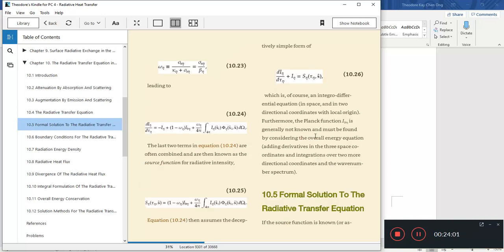So in the next video, we'll get ourselves introduced to solving this radiation transport equation. What do we need to consider? What do we need to think about? And hopefully we'll work our way towards analytical and numerical solutions.